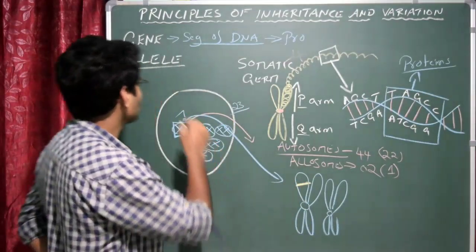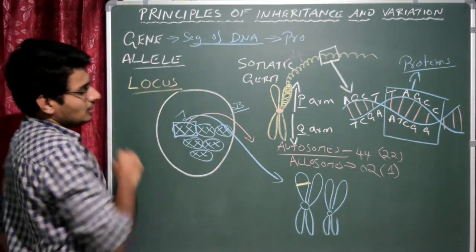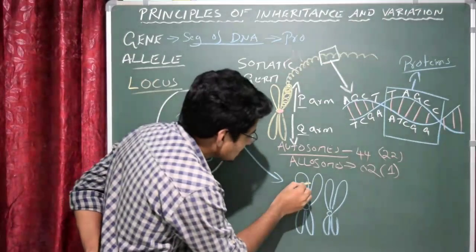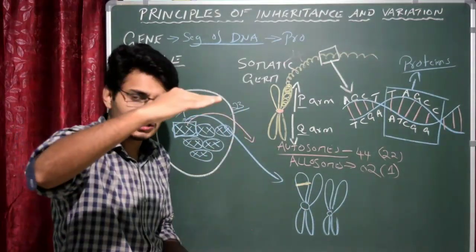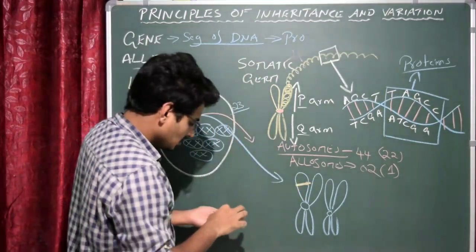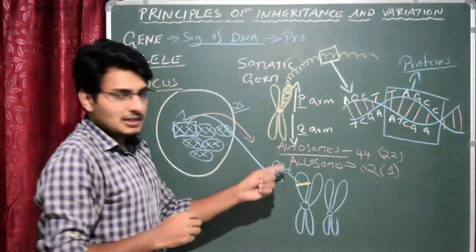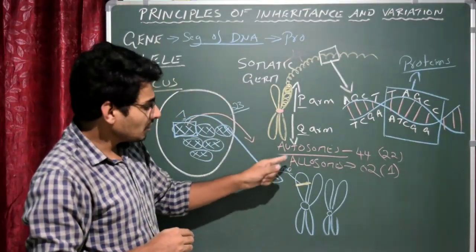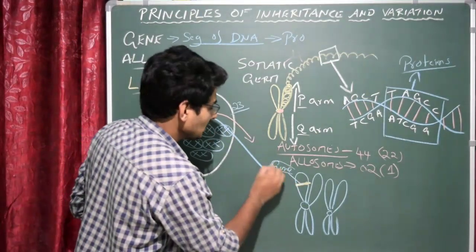So that means we should consider that particular part as the locus. So this is the locus. What is a locus? It is nothing but a place or position of a gene on the chromosome. Here you see a gene. A place or position of a gene on the chromosome is called the locus, where you see the gene.